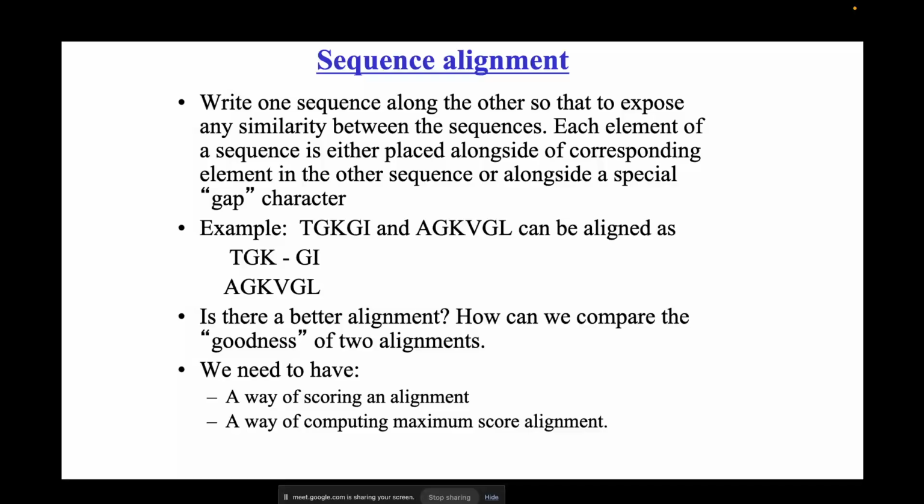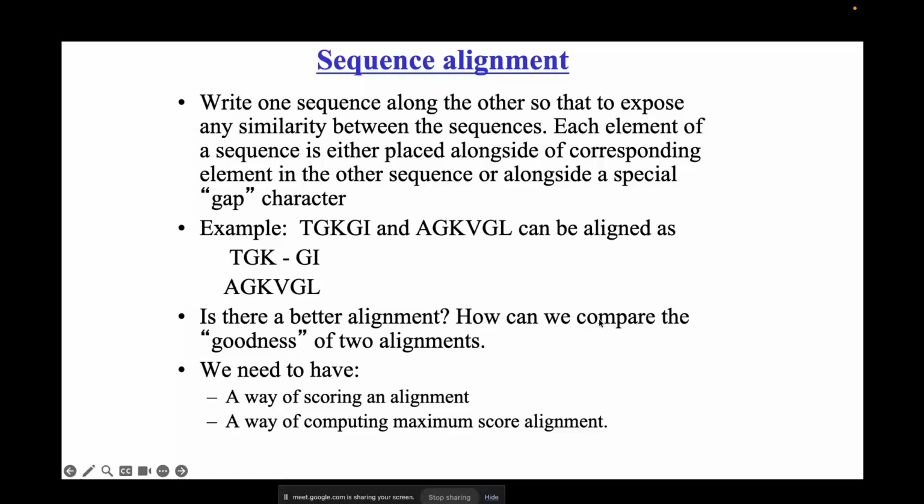But if you want to find a good alignment, if you want a good idea about how much of sequence 1 is aligning or matching to sequence 2, and how much of it is not matching, we need to do sequence alignment. So basically we write one sequence along the other to expose any similarity between the sequences. Each element of a sequence is either placed alongside the corresponding element in the other sequence or alongside a special gap character. We'll come to that.